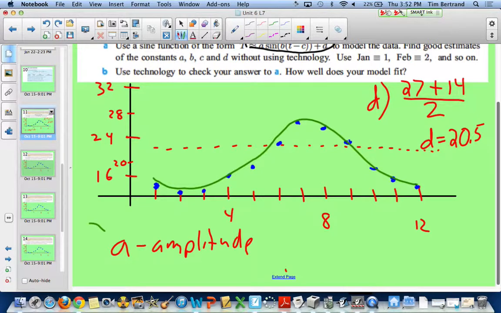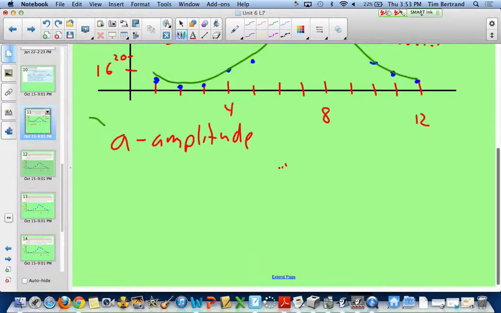So the highest value is 27. The lowest was 14, and I'm going to divide that difference in half. So it looks like 13 divided by 2, which is 6.5.